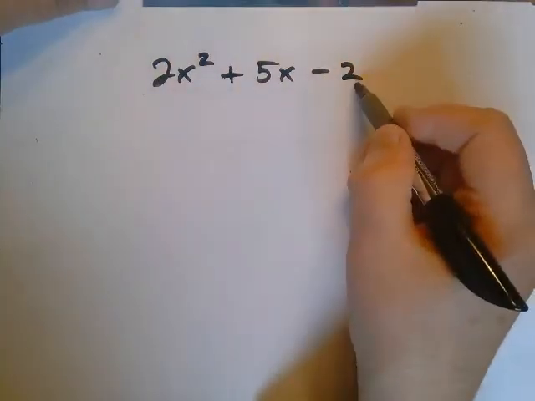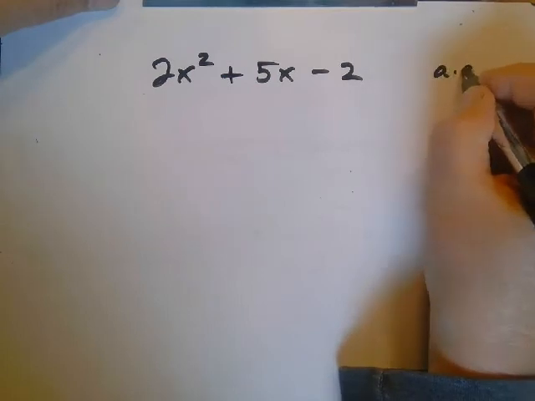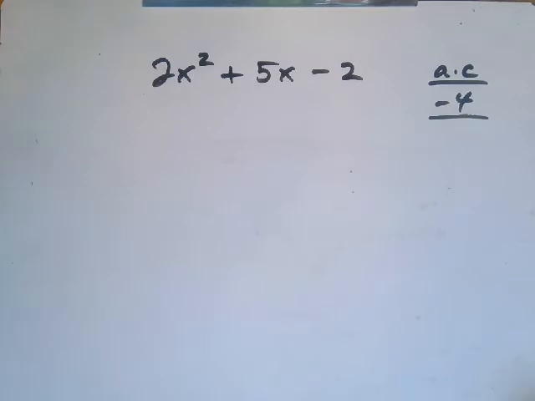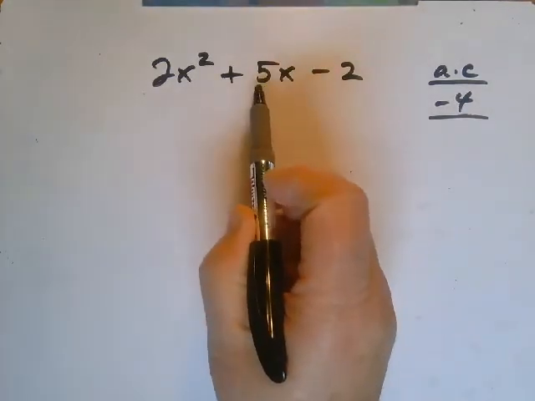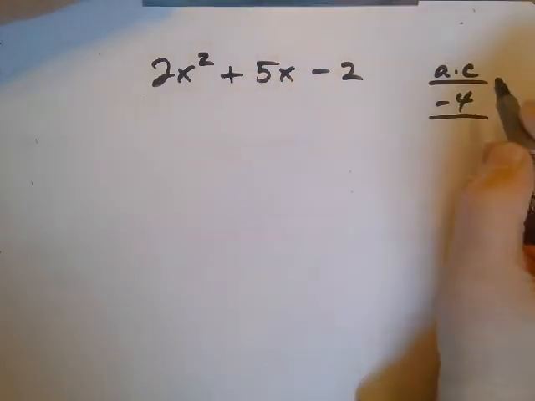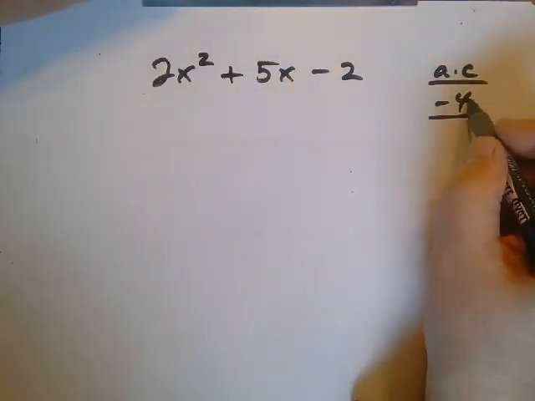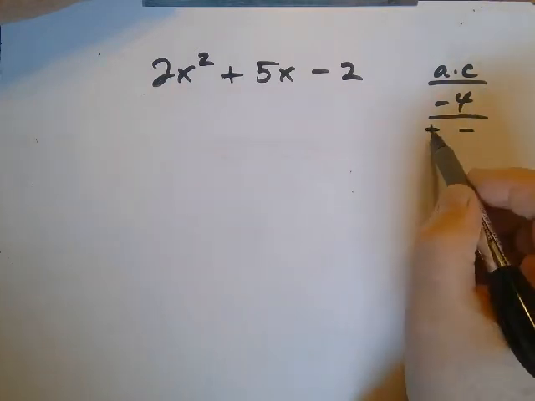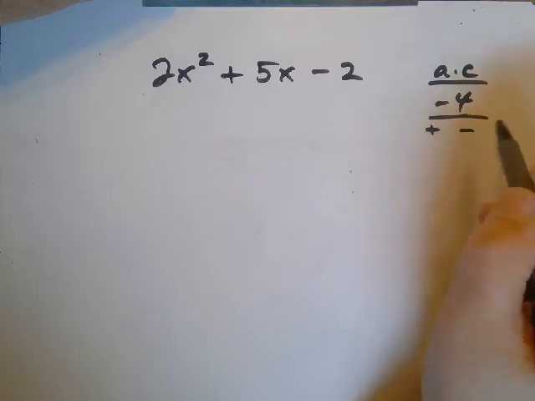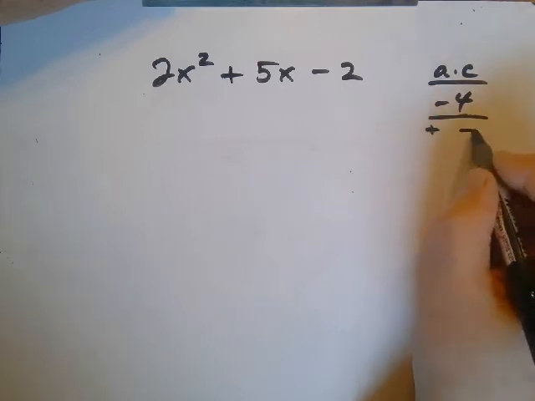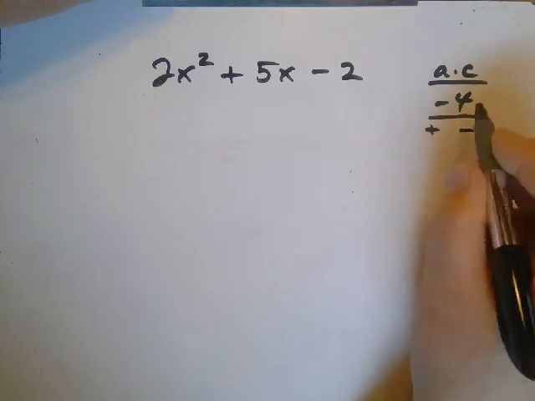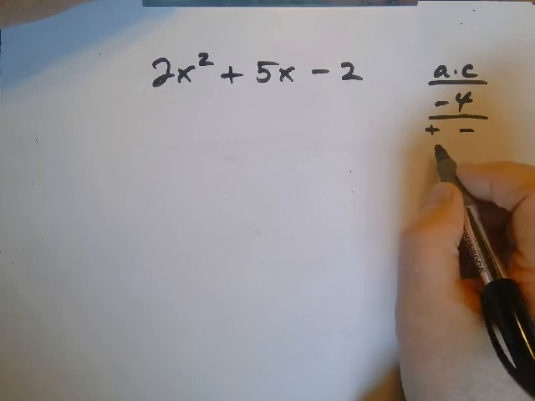A times C, 2 times a negative 2. A times C is a negative 4. What two numbers will give me negative 4 when I multiply and 5 when I add? Well, let's start making a list. Now, notice if I get a negative product, these two numbers would have to be different signs. Positive times a negative. Positive times a negative. And if you don't write that at the beginning here, you might mess up on this problem. Okay? So let's see what all the combinations are.